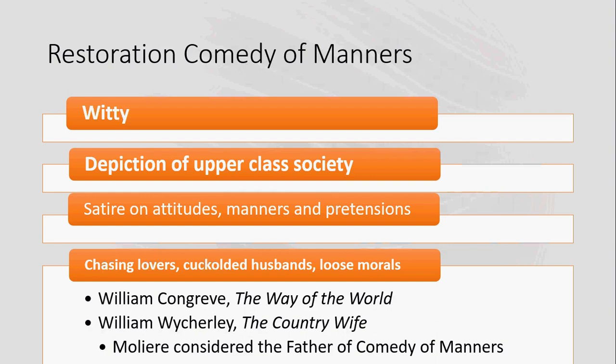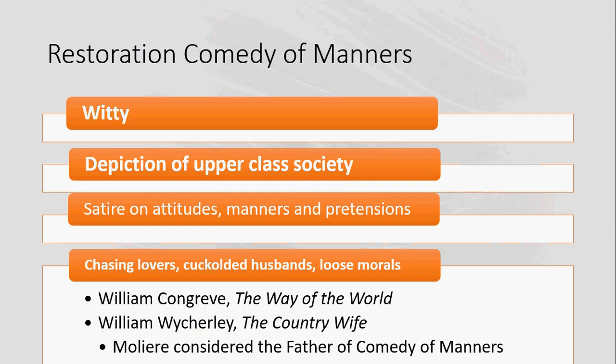Comedy of manners was extremely witty. It depicts upper class society. It is a satire on the attitudes, manners, and pretensions of people belonging to this society. What are the major things that we see in these plays? We have lovers chasing one another, or a man chasing a woman, or a woman chasing a man. Among the married couples, we have stories of husbands who are cuckolded or cheated by their wives.